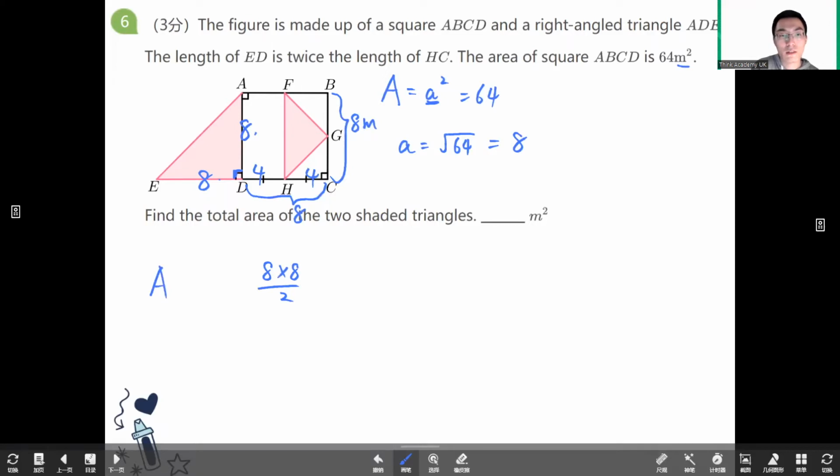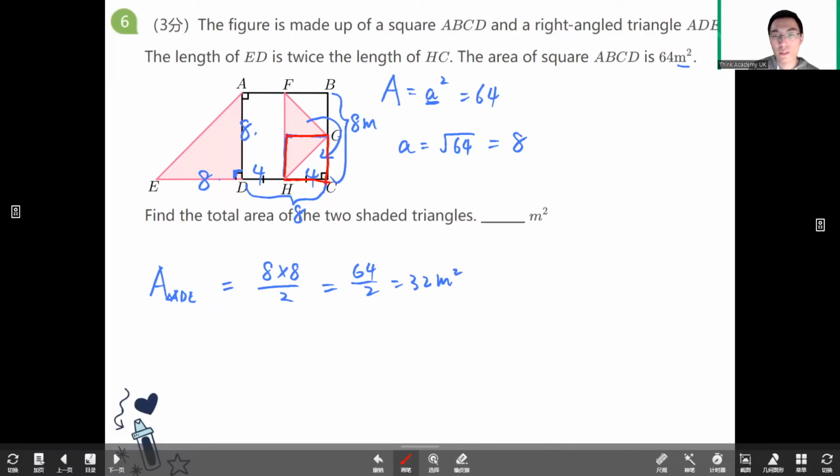I'll write the subscript for triangle ADE. That will be 64 divided by 2, which is 32 meters squared. And then we want to find the smaller one, which is triangle FGH. Actually, you can draw a horizontal line over here to help you determine. If you flip the triangle on top over here, you will find that it's actually one small square. I'll use another color to mark it. It's one small red square. It's equivalent in area.